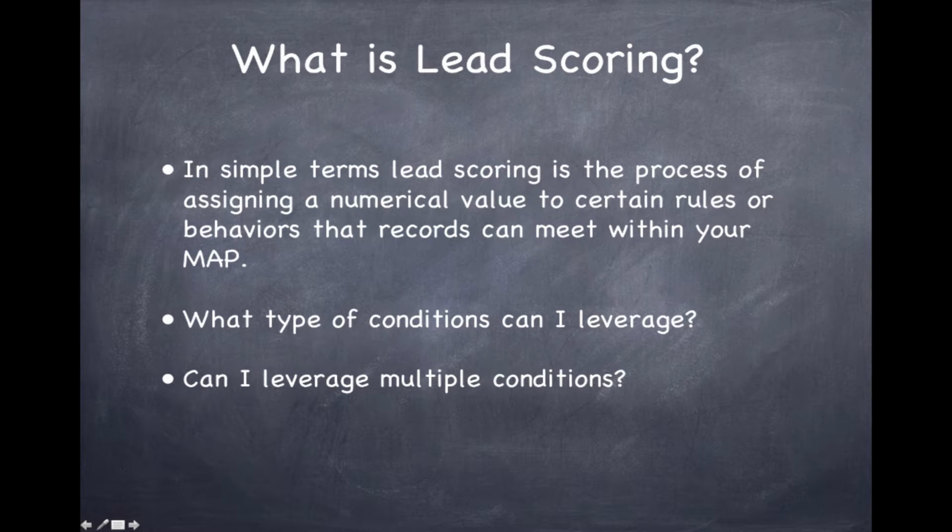In order to qualify leads, Inbox25 uses a process called lead scoring. In simple terms, lead scoring is the process of assigning a numerical value to certain rules or behaviors that records can meet within Inbox25. These rules, behaviors or conditions can be something as simple as an email open or landing page conversion, or can pull from SugarCRM data fields. There's a wealth of options to choose from, allowing any combination of marketing strategy to be applicable. We'll discuss some of those mediums in our live demonstration.